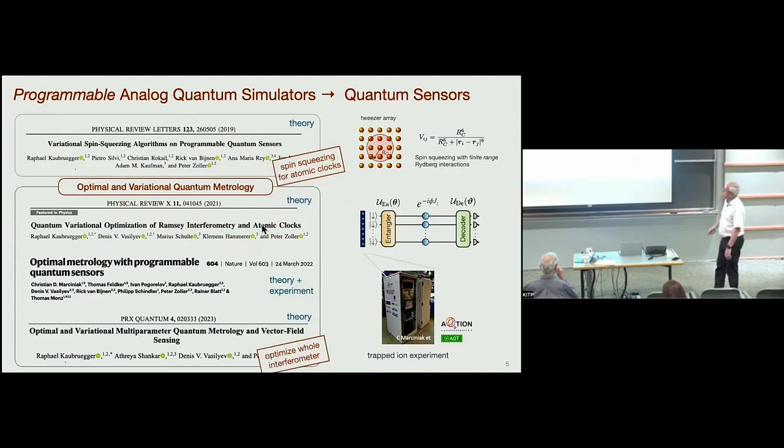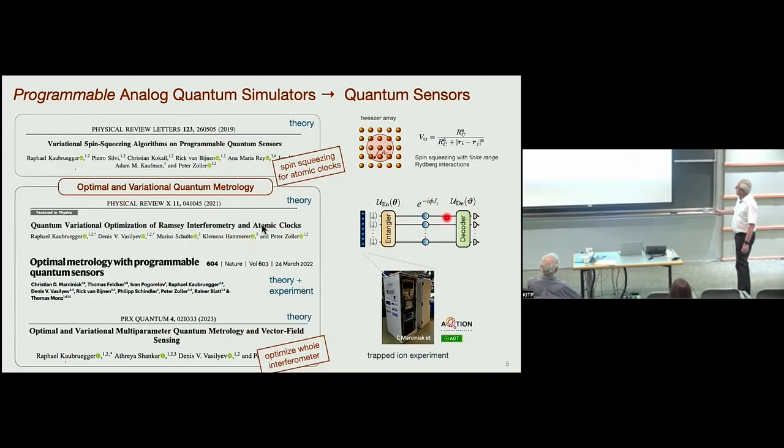So we came up with ideas on the theory side, developing all of that, which became trapped ions experiments. And then there's theory after that, where they talked about vector field sensing and so on. So it was optimizing the whole interferometer. And this is really going from the outline over here: entangler, decoder. I will explain what these things are, and then go to concrete experiments that we have here.